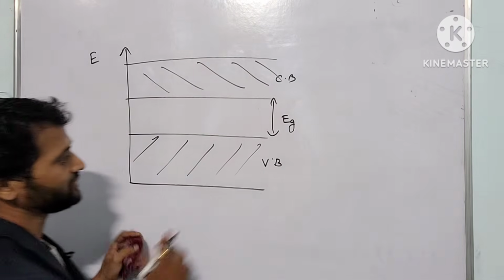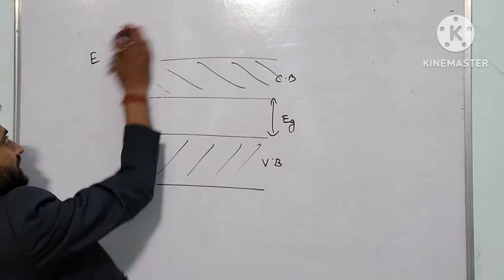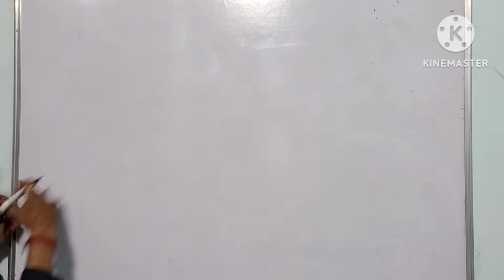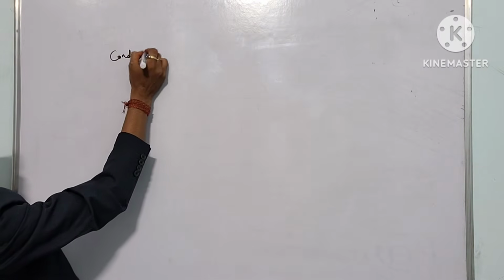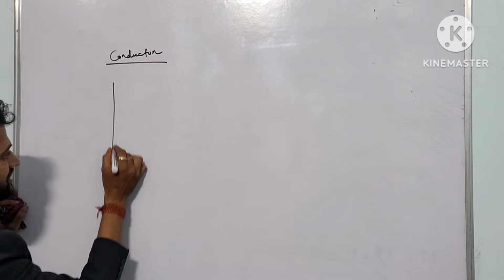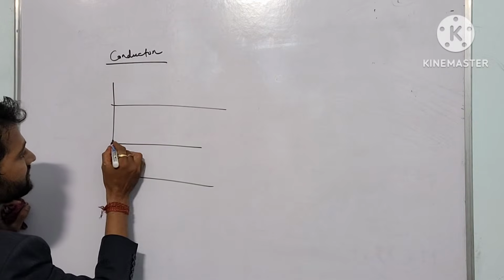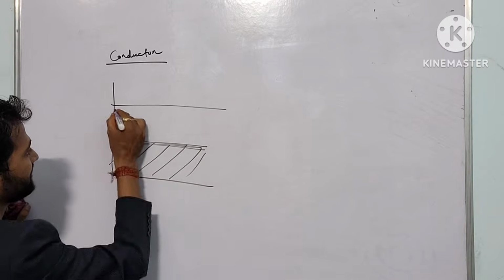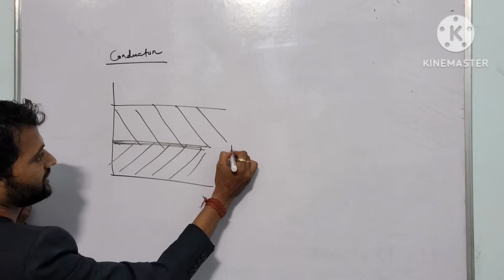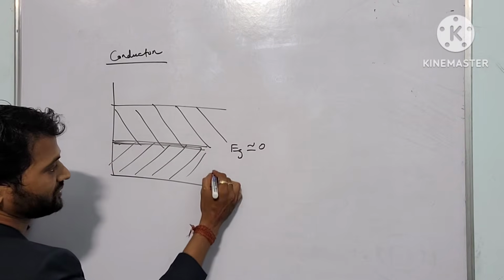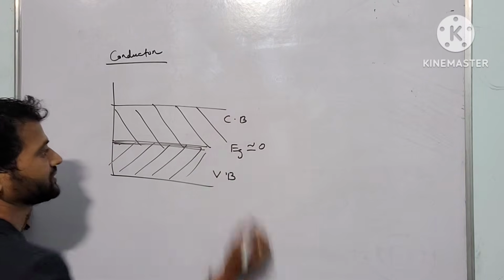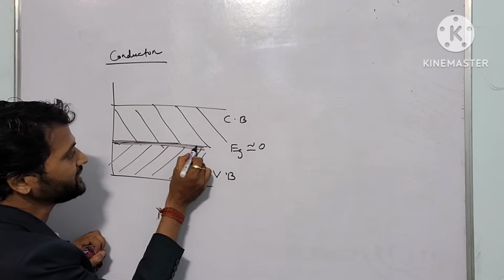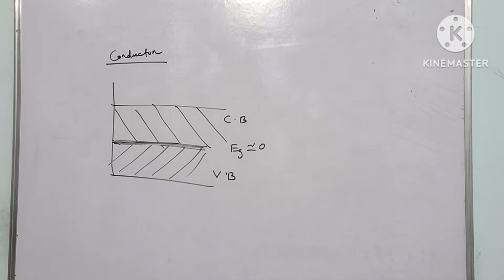So now we'll discuss on the basis of valence band and conduction band we can classify conductor, semiconductor and insulator. अगर कंडक्टर के बारे में बात करेंगे, कंडक्टर में एनर्जी गैप इज नियरली इक्वल टू 0, ये ओवरलैप हो जाएगा, ठीक है. ये आपका वैलेंस बैंड है, ये आपका कंडक्शन बैंड, ये ओवरलैप हो रहा है. The energy gap is nearly 0.